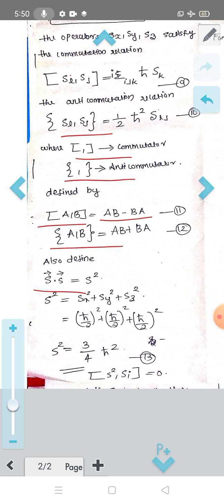Also we define S dot S is equal to S square, where S square is equal to Sx square plus Sy square plus Sz square. We already found out what is Sx, Sy and Sz. When we are taking the dot product, the ket terms and bra terms become 1, then we will get h cut by 2 squared plus h cut by 2 squared plus h cut by 2 squared, so we will get S square equal to 3 by 4 h cut square. And also we can show that the commutation bracket S square comma Si is equal to 0. I am leaving this as an exercise for you.